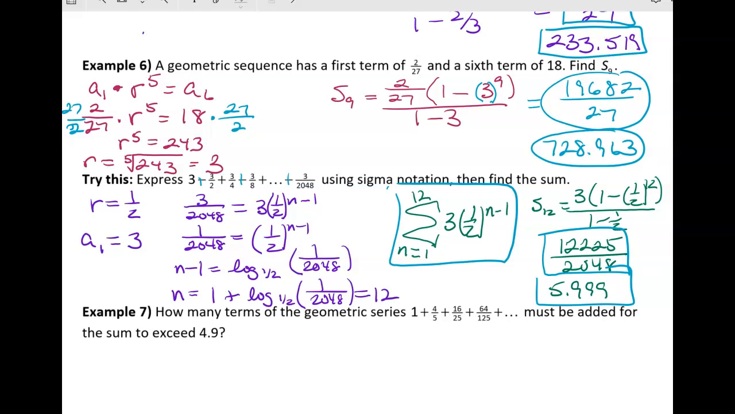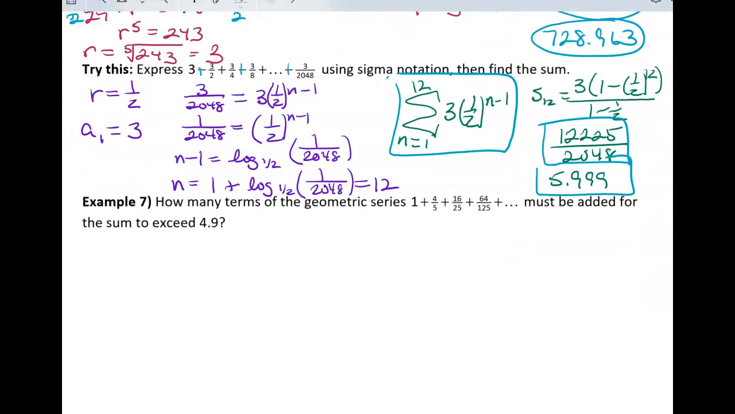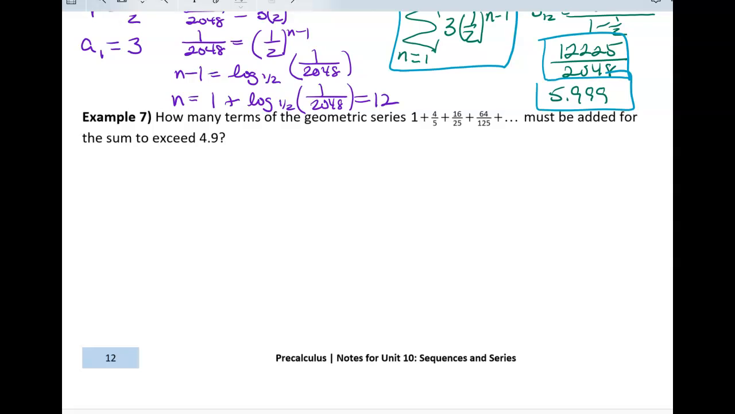All right, last example here. How many terms of this geometric series must be added for the sum to exceed the number 4.9? So for this one, this is an infinite series, but we just need to know how many terms you need to make it to 4.9 as a sum. All right, so our first term is 1, and our ratio is 4/5.